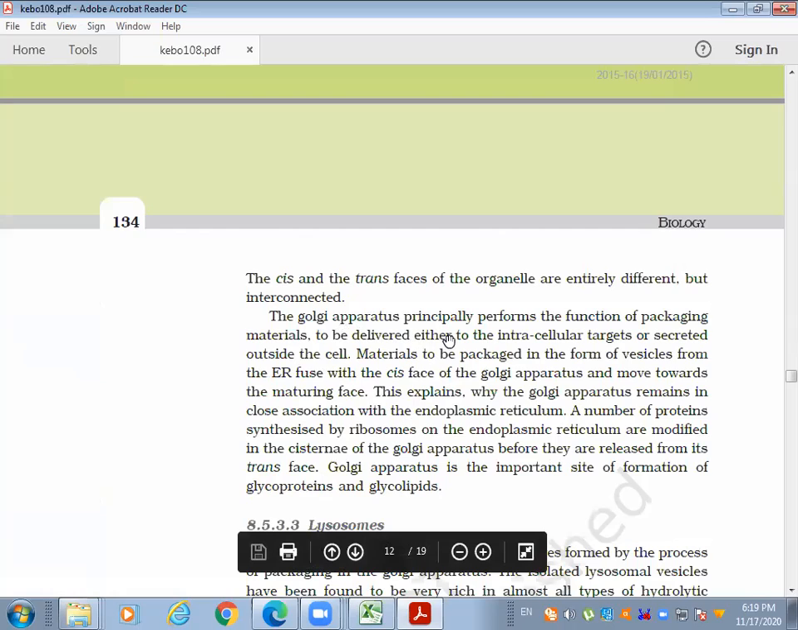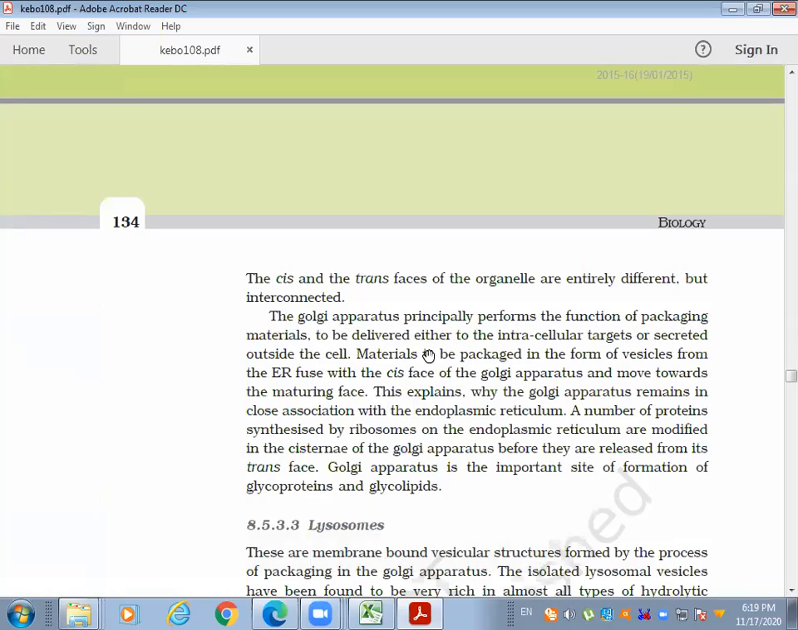The Golgi apparatus principally performs the function of packaging materials to be delivered either to intracellular targets or secreted outside the cell. Materials to be packaged in the form of vesicles from the ER fuse with the cis phase of the Golgi apparatus and move towards the maturing phase.